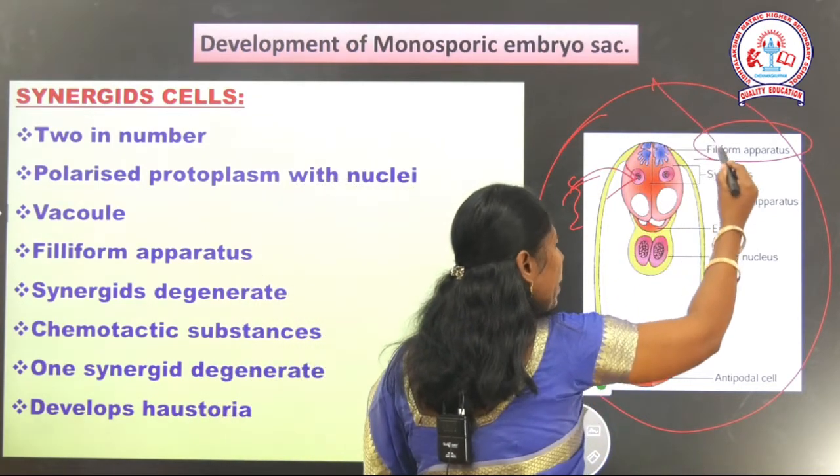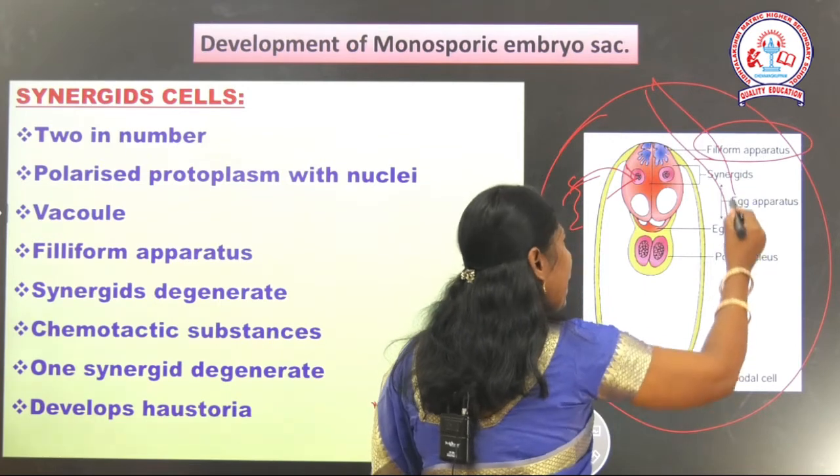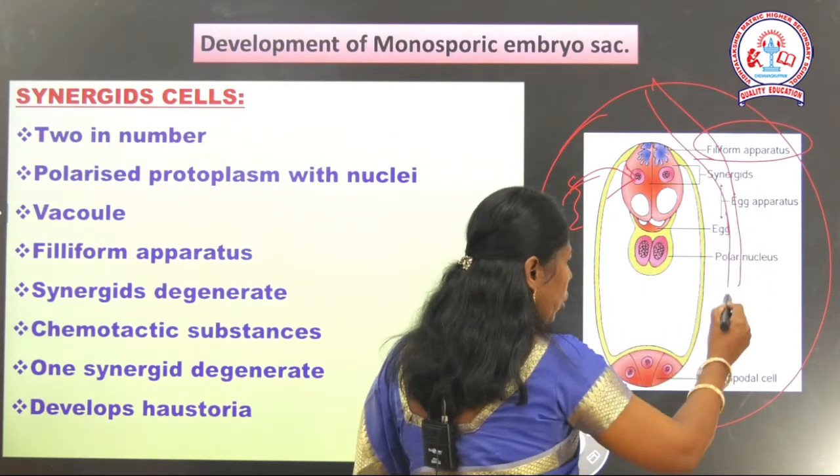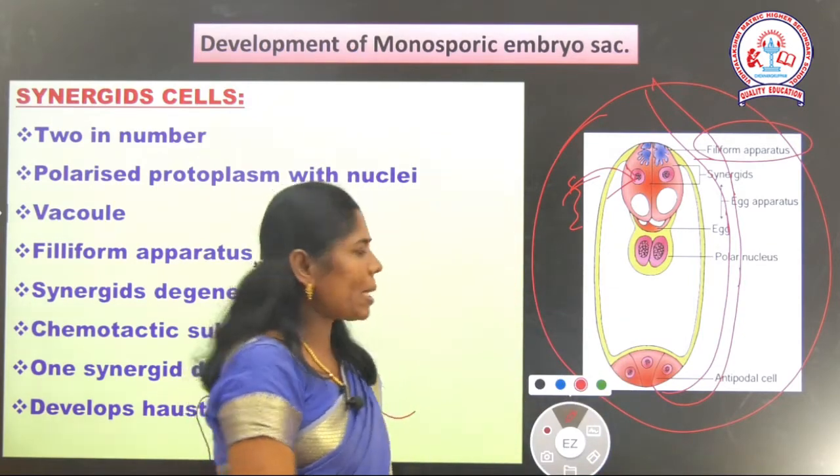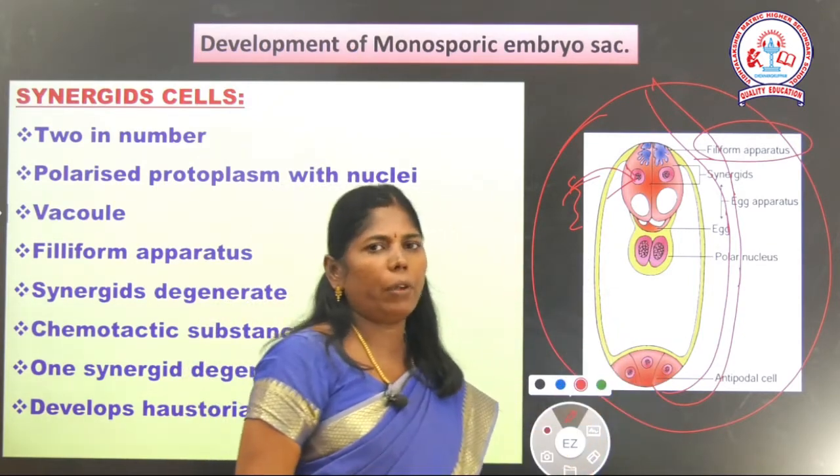Actually, the pollen tube comes from the male gametophyte. The pollen tube enters into the embryo sac, and the filiform apparatus guides it into the embryo sac.